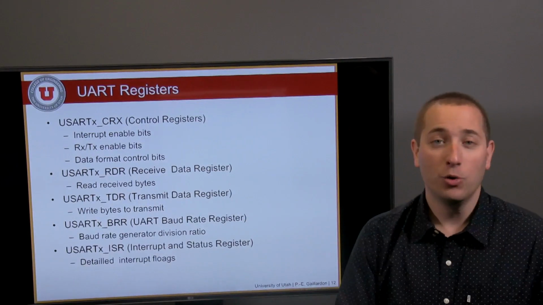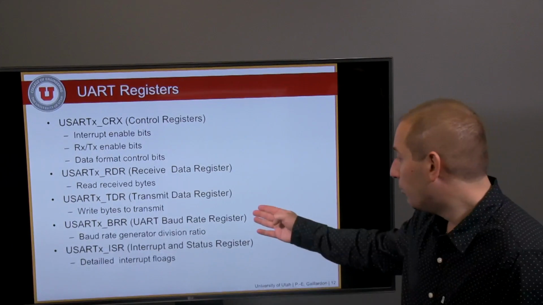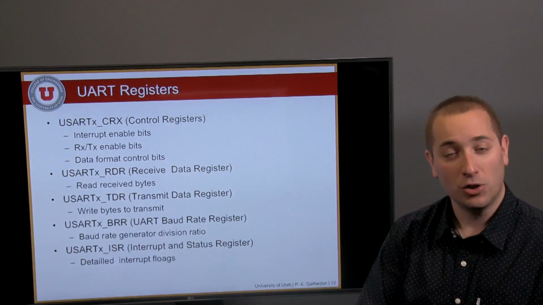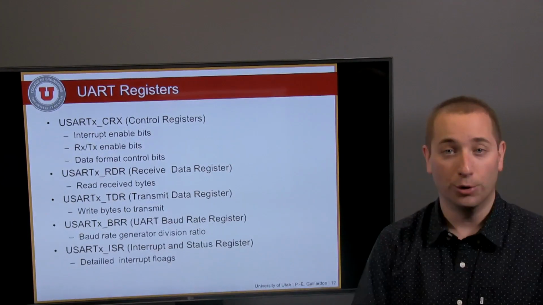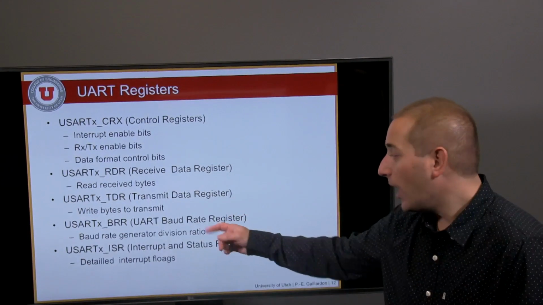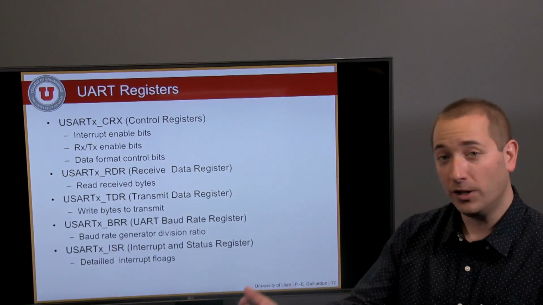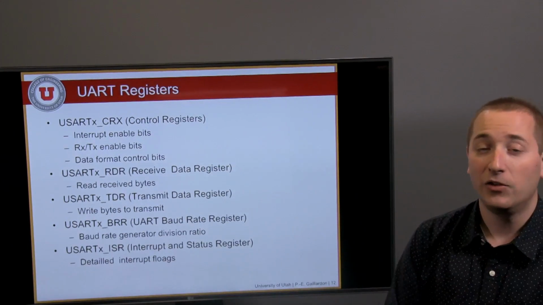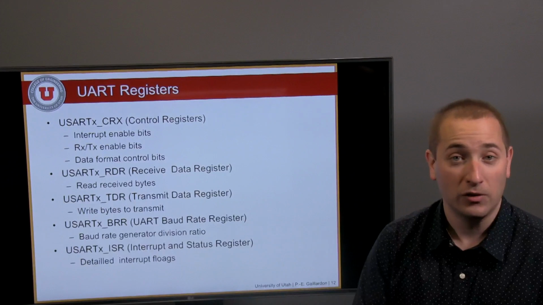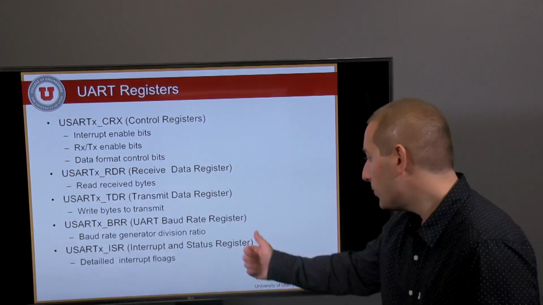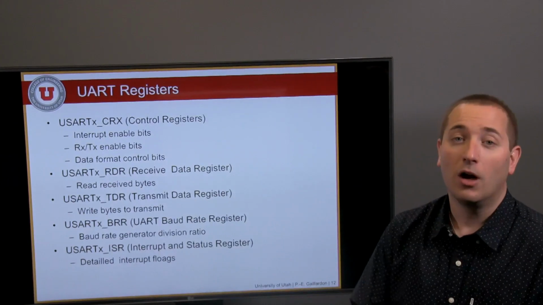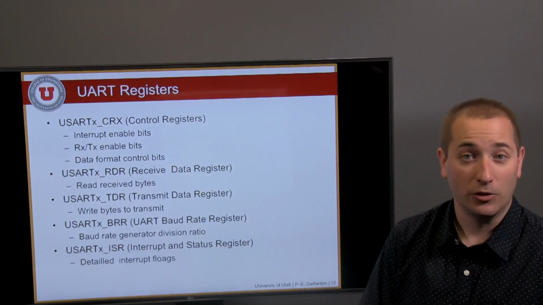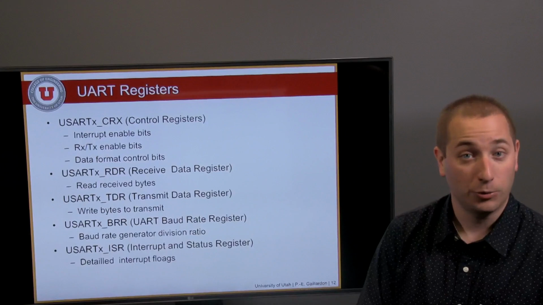Finally, you will have a UART baud rate register. This baud rate register will set the division ratio that you want your clock to be divided by in order to implement the baud rate. Selecting the right division ratio depends on the final baud rate as well as the maximum frequency of your system clock. Last but not least, some interrupt and status registers will be used in order to understand the current status of your UART module at runtime.